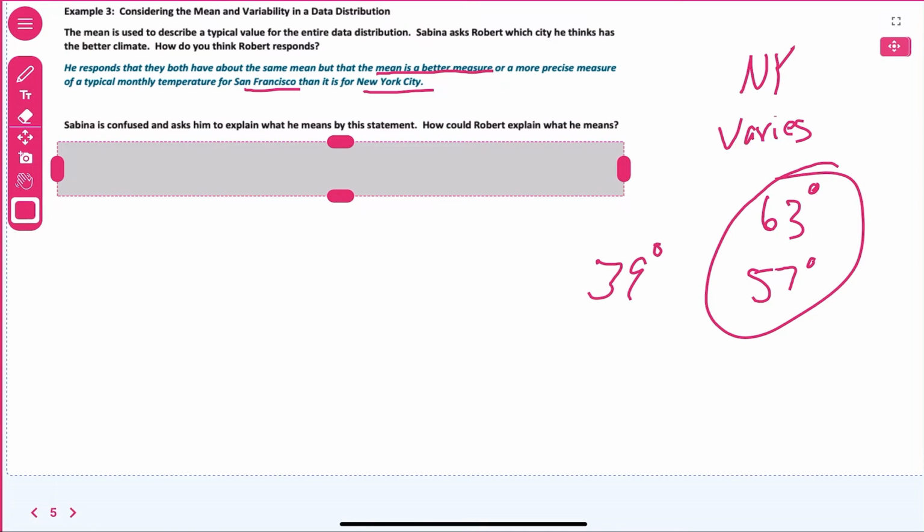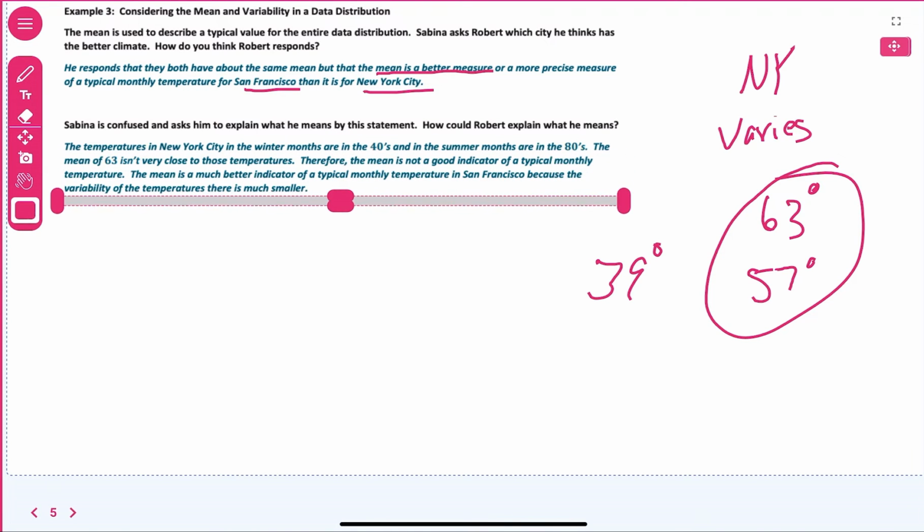So Sabina's confused and asks him to explain what he means by this statement. How could Robert explain what he means? Well, the temperatures in New York City in the winter are in the 40s, and in the summer they're in the 80s. The mean of 63 isn't very close to either of those temperatures. Therefore, the mean is not a good indicator of the typical month's temperature. The mean is much better an indicator of a typical monthly temperature in San Francisco because the variability of the temperature there is so much smaller.